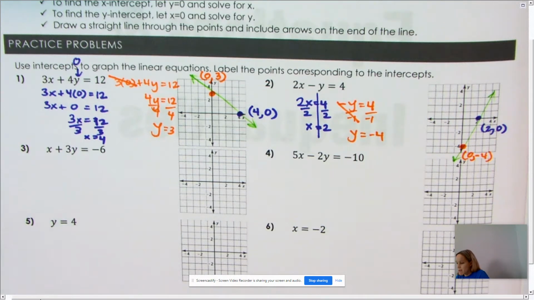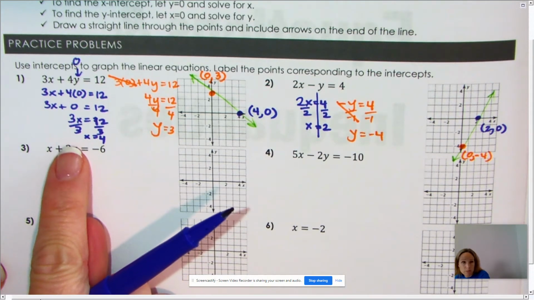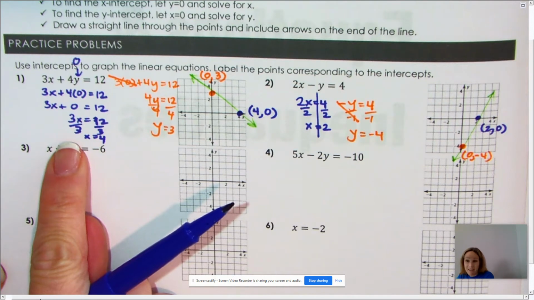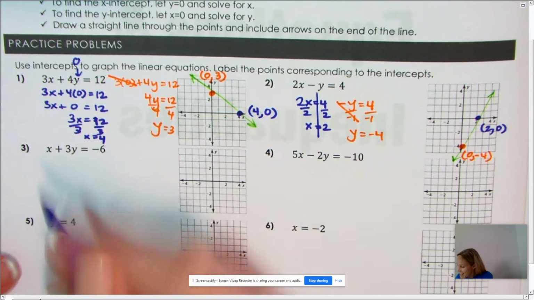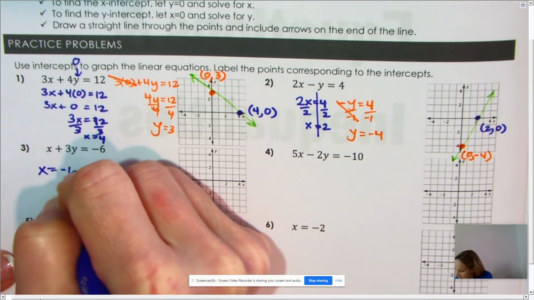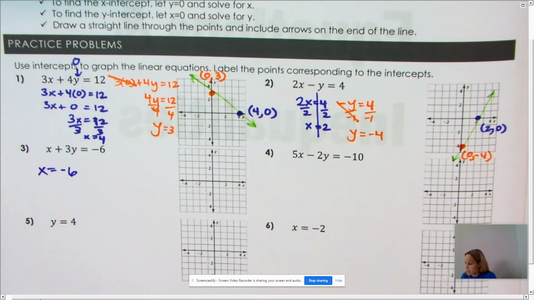Again, cover-up method. If I plug in a 0 for the y, boop, what does x equal? I hope you said -6. Maybe not out loud. That would have been a little weird. But so x equals -6. That one's already solved. So we're done with that one.